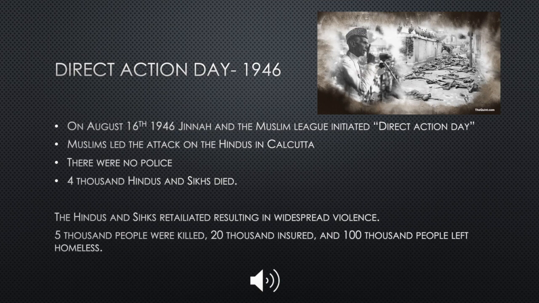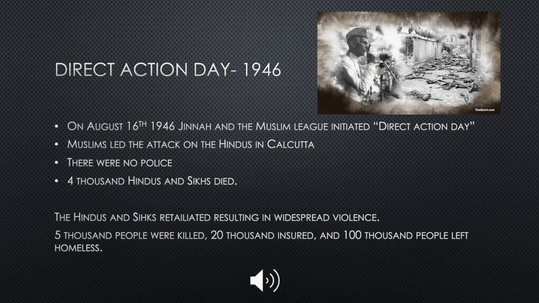On August 16, 1946, Jinnah and the Muslim League protested to stir up political pressure. Muslims called this day Direct Action Day. Muslims led the attack on the Hindus. The Muslims rioted in the city of Calcutta and attacked the Hindus. Since police were given leave that day, the city quickly fell under anarchy and under the control of the riot. It became extremely brutal and violent.